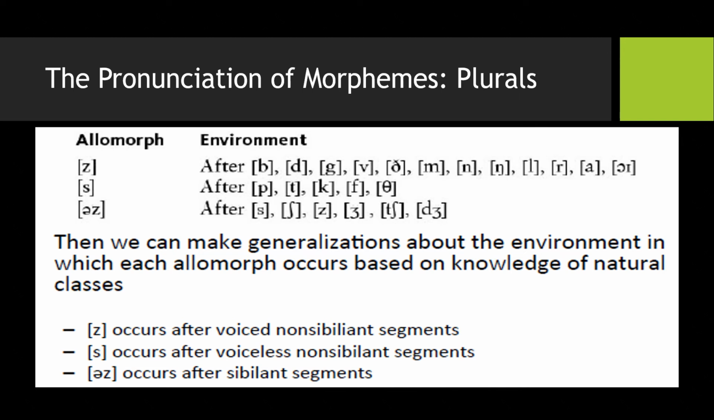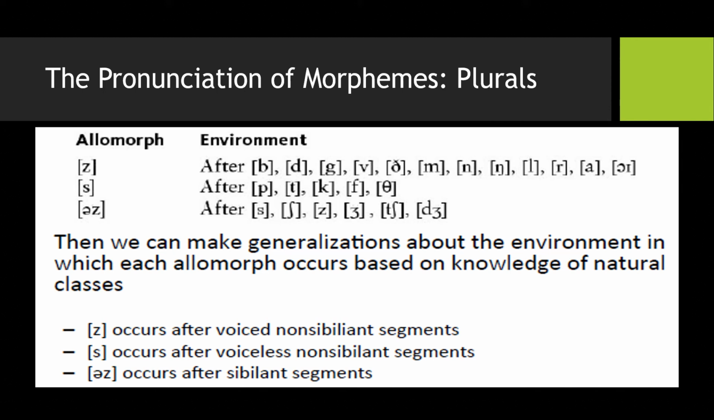Continue. On your screen, you will see the allomorphs z, s, and schwa z. The allomorph z can be used after the phonemes b, d, g, v, z, m, n, ng, l, r, a, and oi. The allomorph s can be used after the phonemes p, t, k, f, and th. Lastly, the allomorph schwa z can be heard after the phonemes s, sh, z, zh, ch, and j.